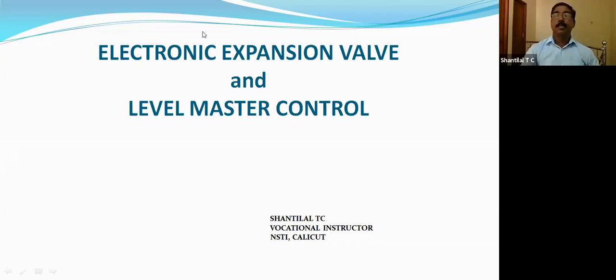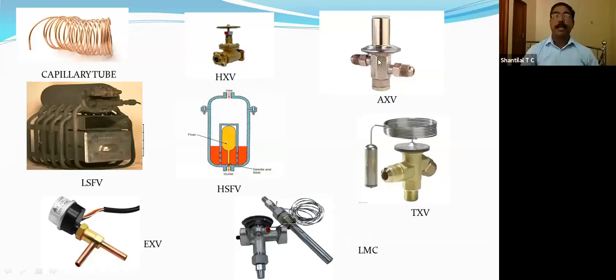So these are the different types of expansion devices. Last time we discussed capillary tube system, hand expansion valve, automatic expansion valve, low side float valve, high side float valve, thermostatic expansion valve. Today we are going to electronic expansion valve. This is the EXV, electronic expansion valve, and another one is LMC, level master control. Before going to this, let us review last day's class.